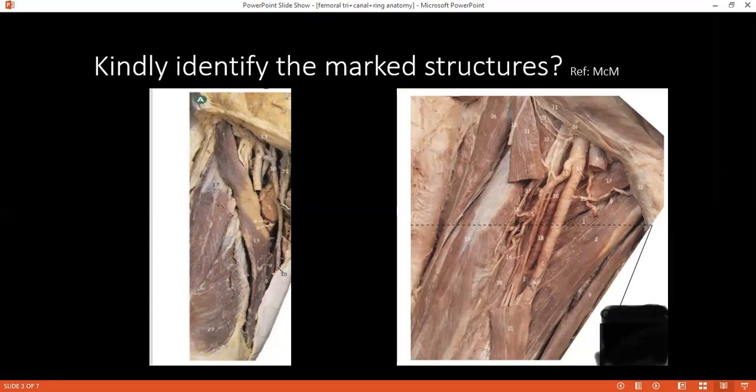Can you please tell me the contents of the femoral triangle from lateral to medial? So the most lateral one is the femoral nerve. Yes. Then we have the femoral artery. Yes. We have the femoral vein. Yes. And then the deep lymph nodes, and the lymphatics. Okay, we cannot see them here because it has been dissected out.